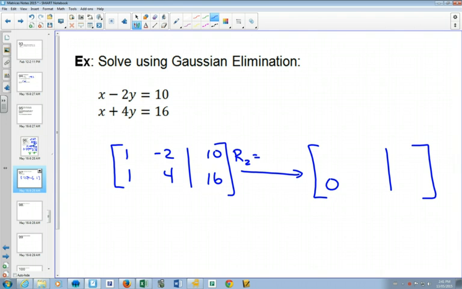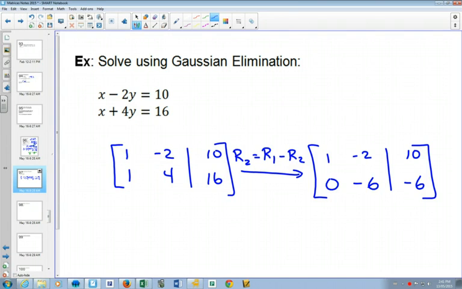Which one do you feel is, want to do the first one minus the second one? You're working down? I like that better too. Row 1 minus row 2. If I take row 1 and minus row 2, well, my row 1 is staying the same. 1 minus 1, of course, is 0. -2 minus 4 will give us -6. 10 minus 16 will give us -6.